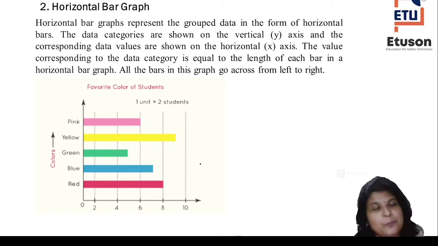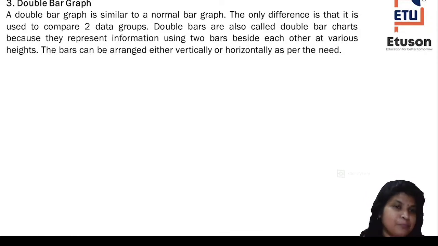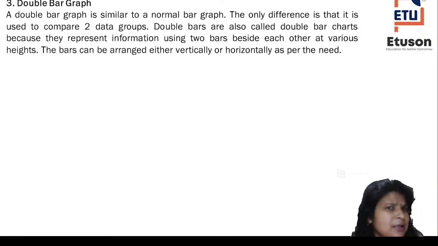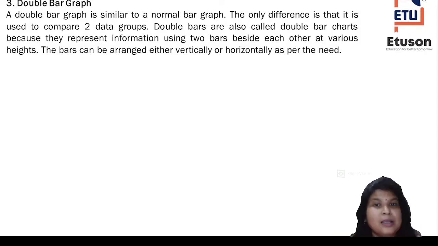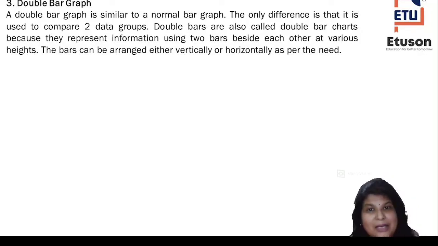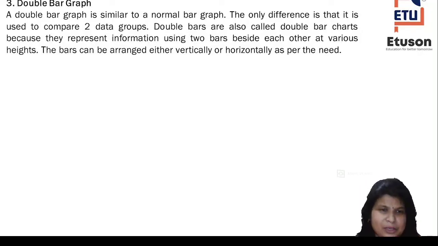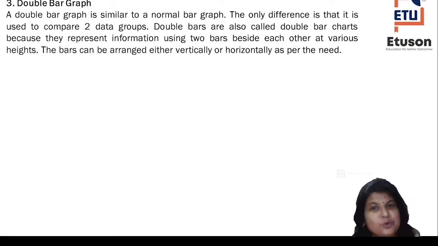Okay children, now let us understand a special kind of bar graph, that is double bar graph. A double bar graph is similar to a normal bar graph. The only difference is that it is used to compare two data groups. So basically when there is a comparison of data, it is represented by two bars adjacent to each other, so that you can compare it. Bars are also called double bar chart because they represent information using two bars beside each other at various heights.